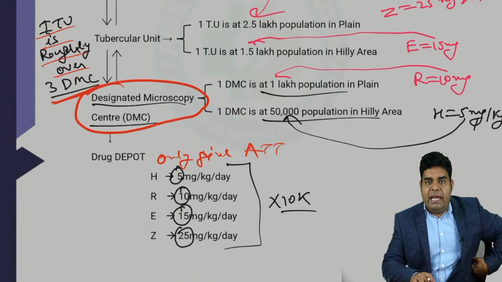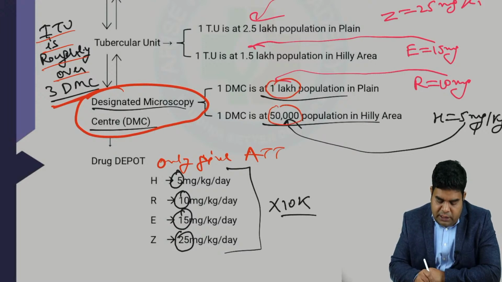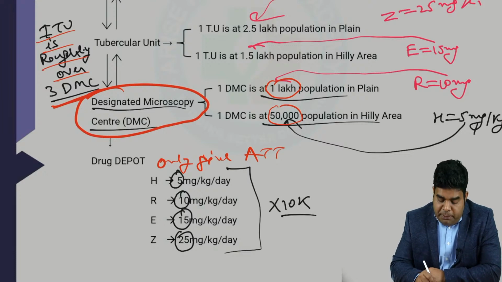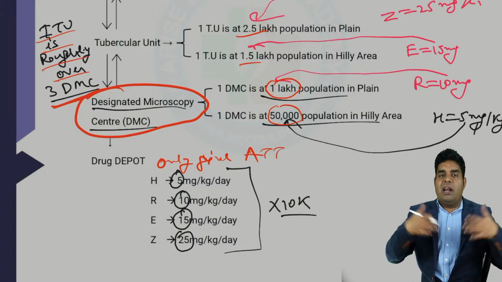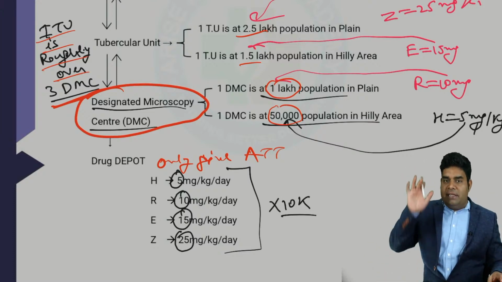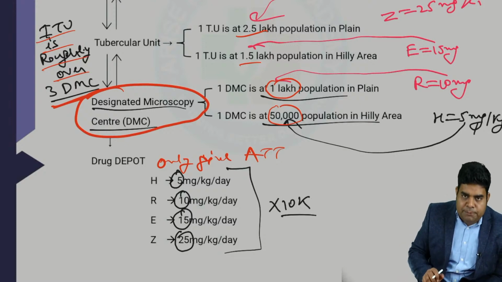And in plain area, DMC is at 1 lakh, but in hilly area it is at 50,000. Tubercular unit in plain area is at 2.5 lakh, and in hilly area 1.5. In hilly area, populations live far apart. So at lesser population, 1 TU or DMC will be there. Now the question is how to remember it.